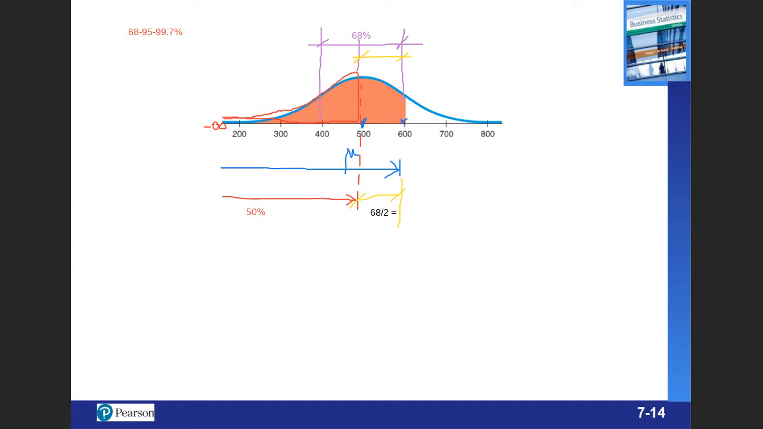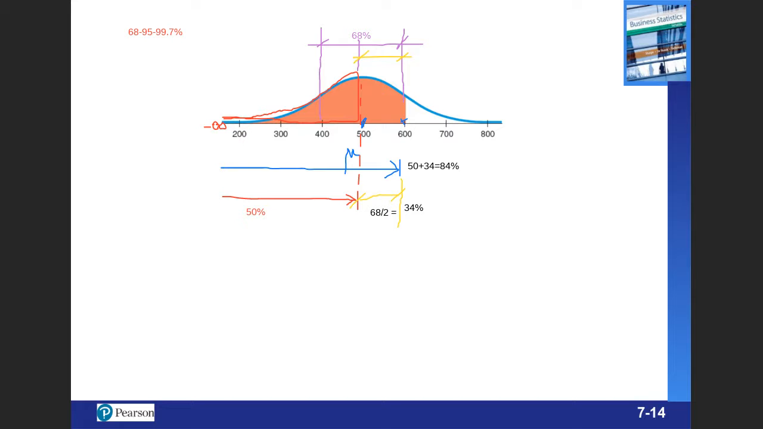Abraham, what's 68 divided by 2? Thank you. It's 34. So we write that here, 34%. So the final answer would be... yes, Jonathan, how did you get 84? Yes, 50 plus 34. Any questions for me?